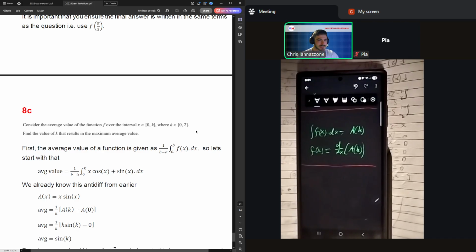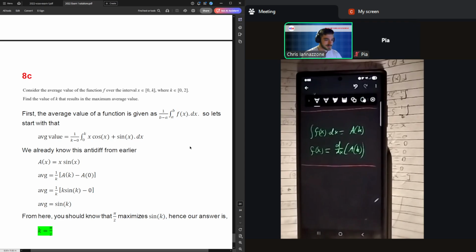You might have seen a sneak peek of it as I was scrolling down, and you might know off the top of your head where the maximum of sine of k would be. If you just think about the graph of what sine actually looks like, what maximizes sine? Pi on 2. Yeah, pi on 2. If you just picture the graph in your mind, pi over 2 is that maximum.